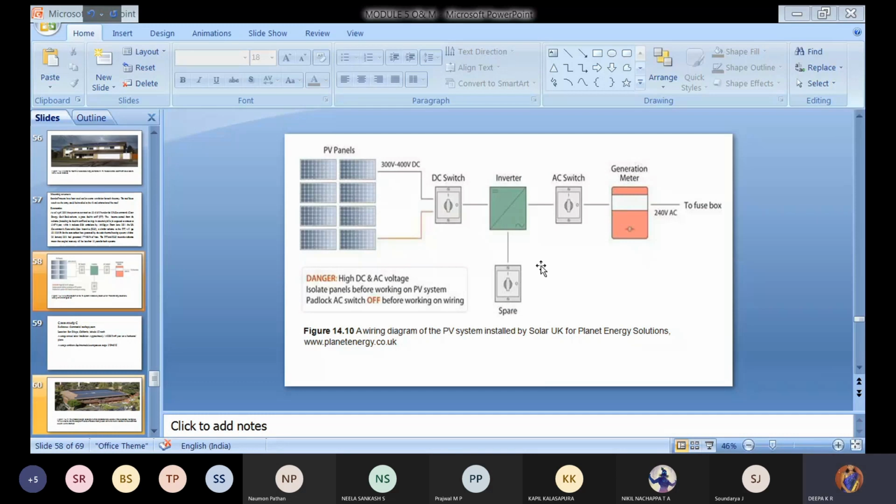But when you say household and all, the grid system will not be connected, only for self purpose are you going to use it. So you can see high DC and AC voltage, isolate panels before working on the PV system, padlock, AC switch off before working on wiring.